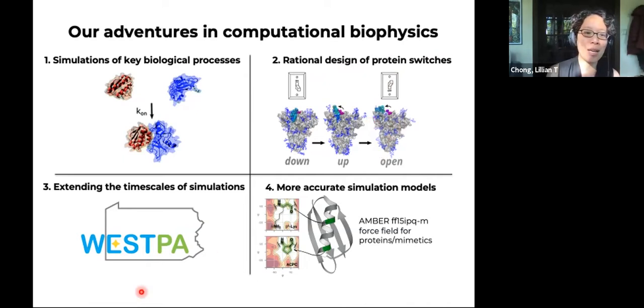And then we develop ways of extending the timescales of simulations, including the weighted ensemble strategy. And then finally, we develop more accurate force fields simulation models for simulations, including the AMBER FF15 IPQ and IPQM force fields that are used for protein mimetics. So today I'm going to talk about just these first 3 adventures here.